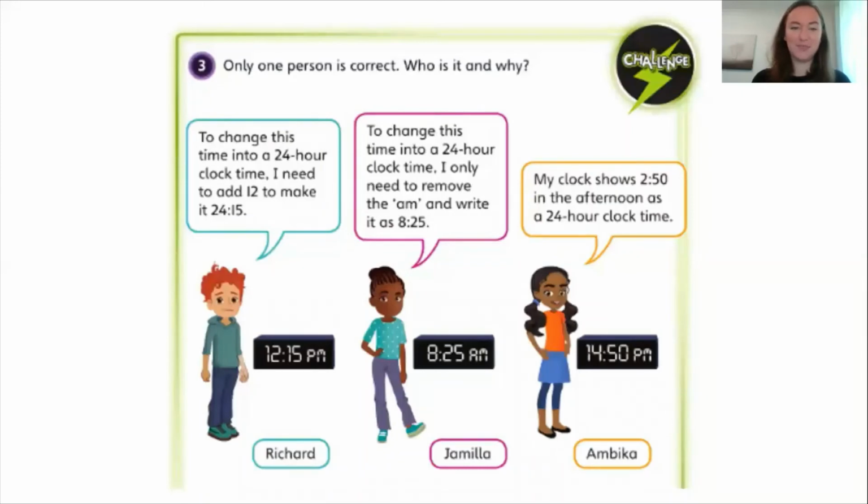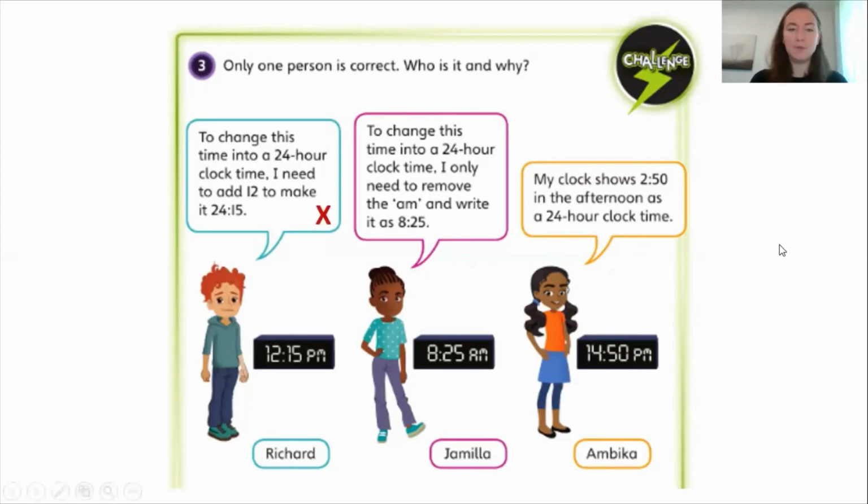Okay, let's start off by looking at Richard. Richard says, to change this time into a 24-hour clock time, I need to add 12 to make it 24:15. Now, I know that there are only 24 hours in one day. And if I had 24:15, this would mean it is 15 minutes past 24 hours. That's more than a whole day. That's not possible. So Richard is wrong.